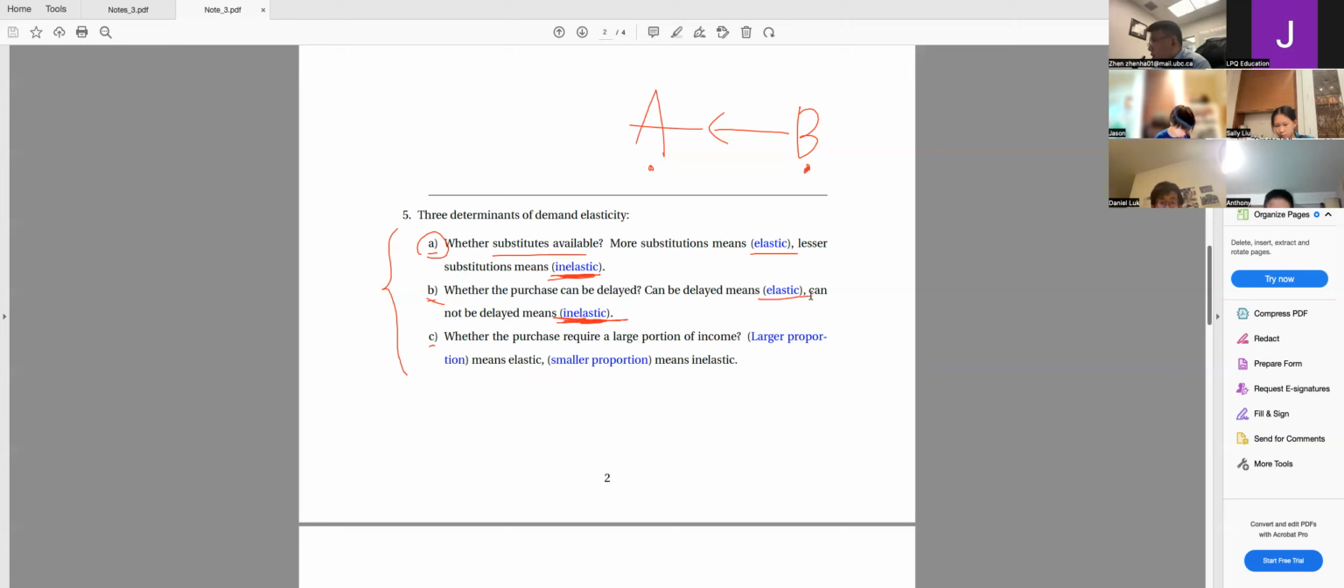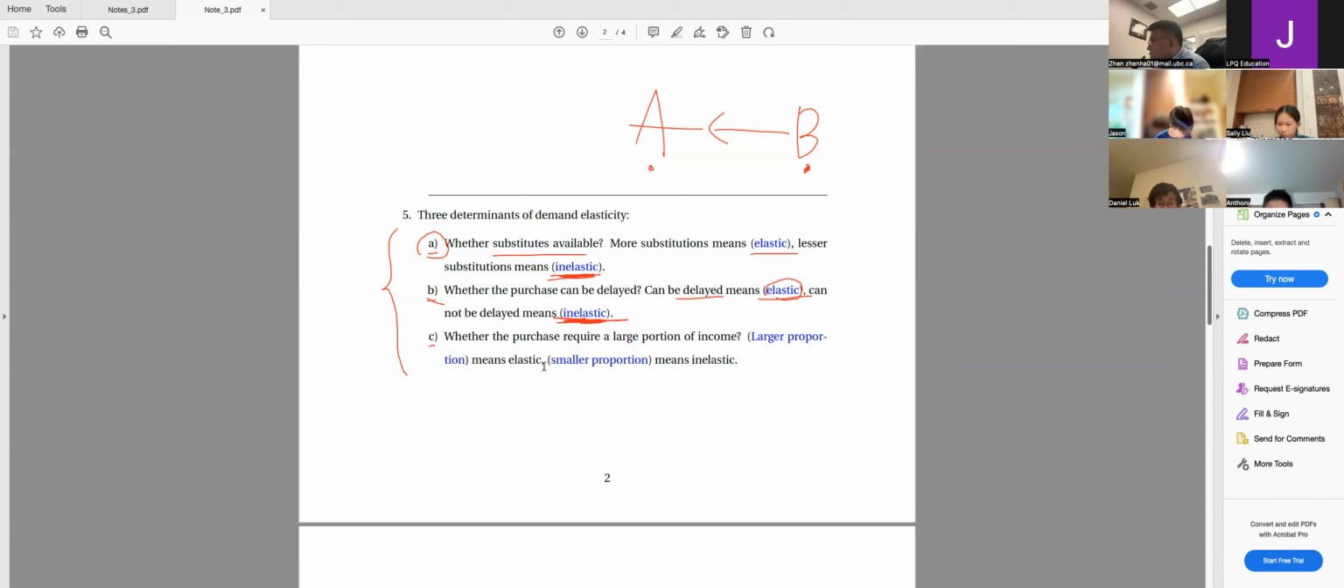But if you have time, if your purchasing behavior can be delayed, as a consumer you want to save money for yourself, you will choose a time point where the price level is lower. Given more time, if your purchasing behavior can be delayed, that means your demand curve is elastic. That means you care about the gasoline price.